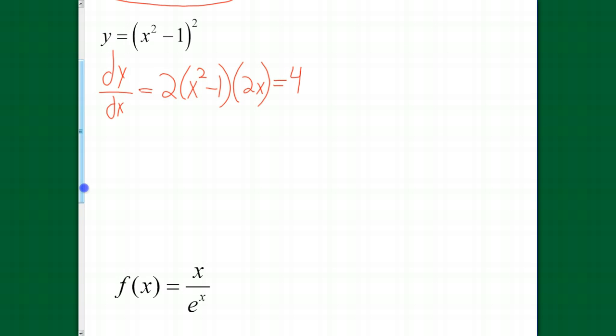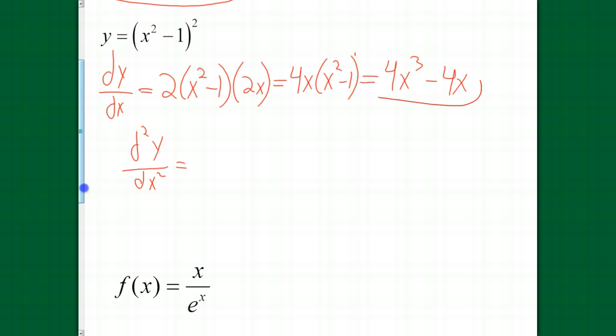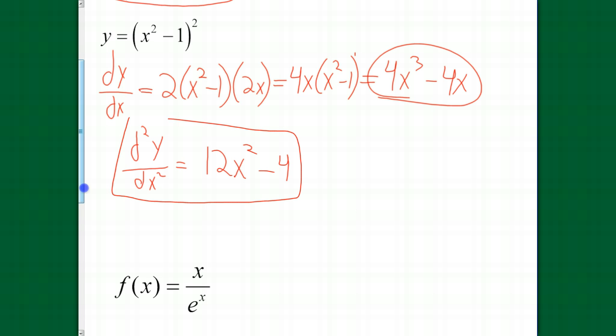So for this one, we have 4x times x squared minus 1. Because the exponent on this parenthesis is 1, we can just use the distributive property. It makes this even easier: 4x cubed minus 4x. There's our first derivative. Now the second derivative is just looking at the derivative of this right here. So 12x squared minus 4. That's our second derivative.